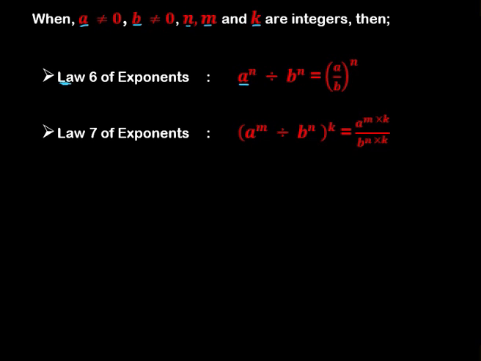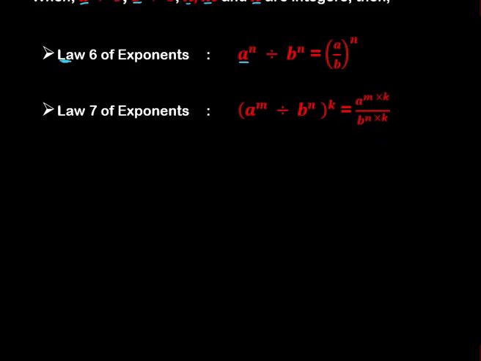a to the power of m divided by b to the power of n, into the power of k, we get a to the power of m times k divided by b to the power of n times k. And now, let us get some examples. We see how we can apply these two laws into them.